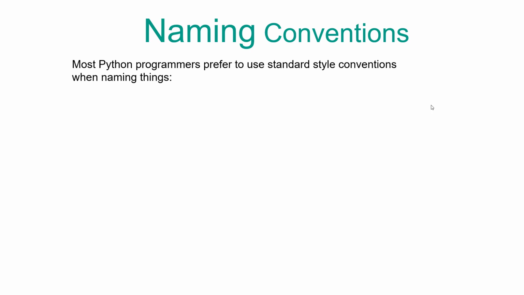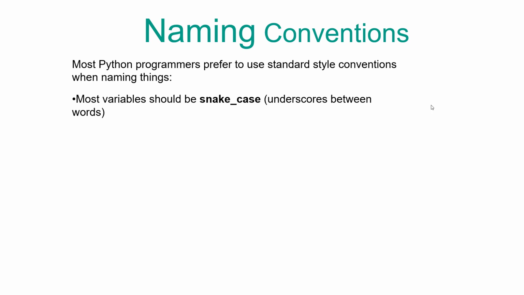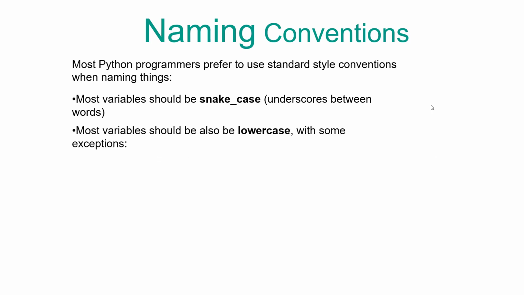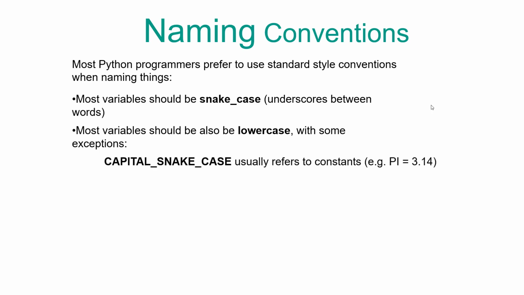And now let's talk about naming conventions. Most Python programmers prefer to use standard style conventions when naming things. Most variables should be snake case, with an underscore between words. You type one word and then another word, and between the two words you type an underscore. Another one is that most variables should be lowercase, with some exceptions. Capital snake case usually refers to a constant. If all the characters are capital letters, it usually refers to a constant, like PI 3.1416.